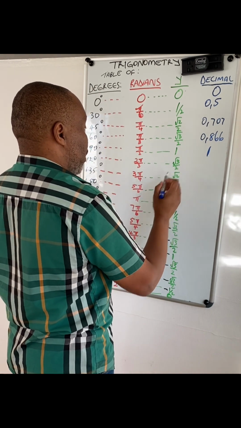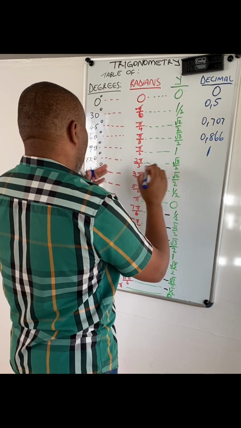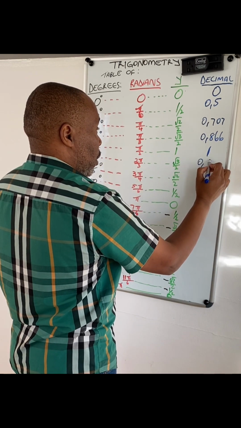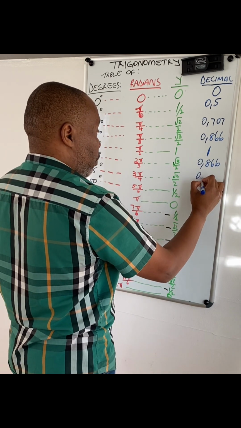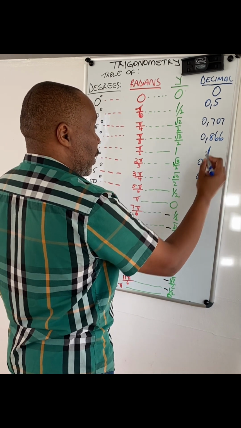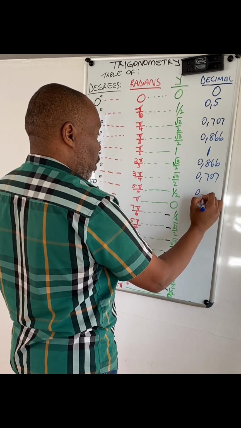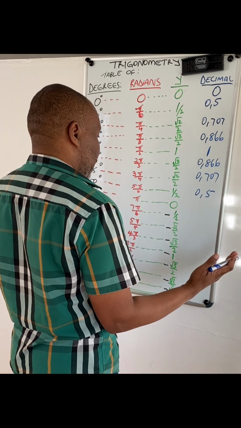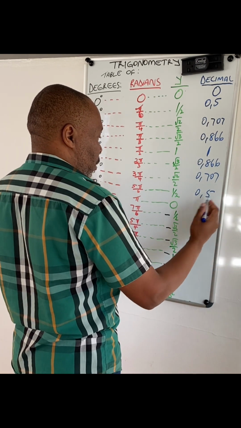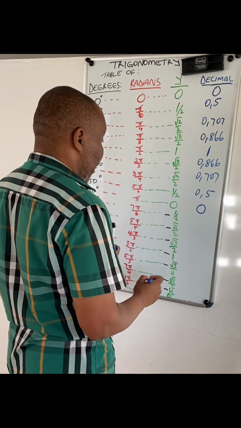Here it doesn't change, it's still the same 1. At 120, it's 0.866. At 135, it's 0.707. It just goes back down. At 150, it is 0.5. At 180, it is 0. There's no decimal point, it's 0.